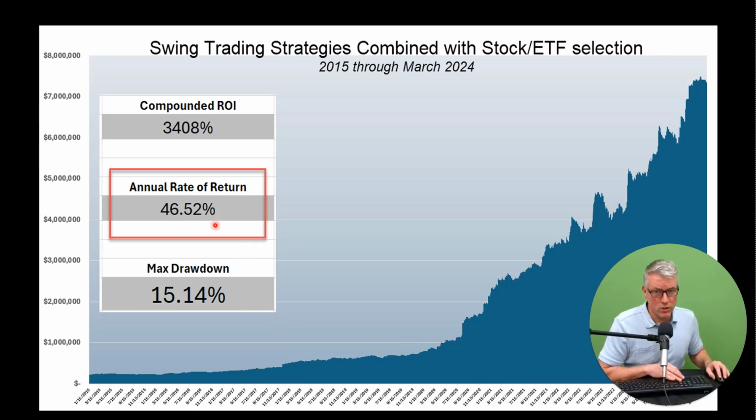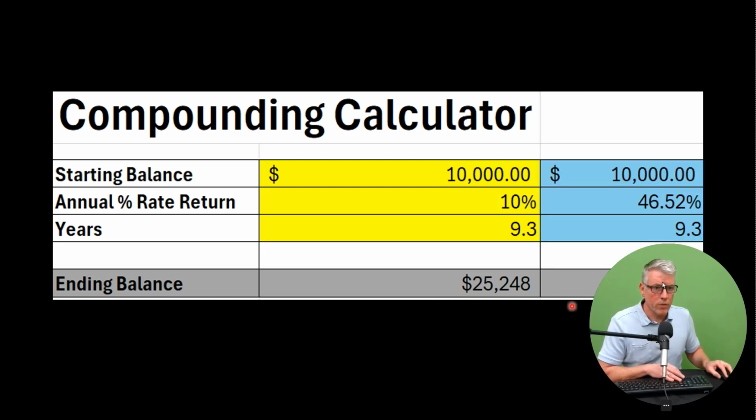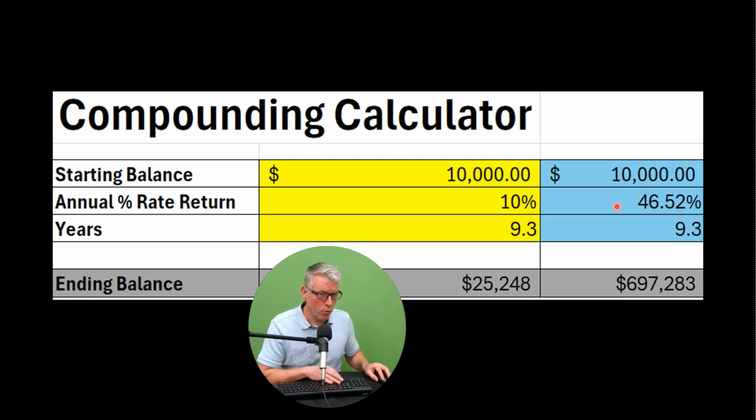So 46% is the annual rate of return just on the backtest, again, not a future guarantee. It's just what we're seeing right now. What does that look like in numbers? In a compounding calculator, we have a starting balance of $10,000 as an example. A 10% return, which is a market average over the last 100 years, over 9.3 years gives an ending balance of just over $25,000. Now, with a return of 46.52% over 9.3 years, it would be $697,000.